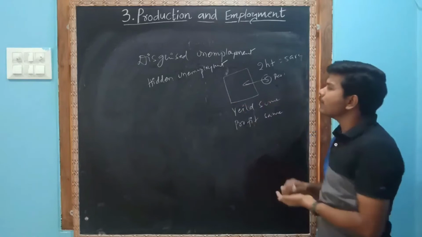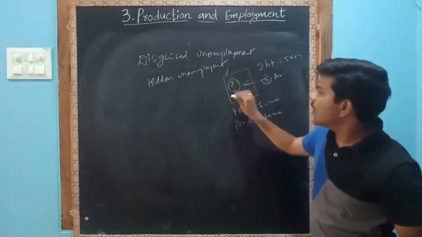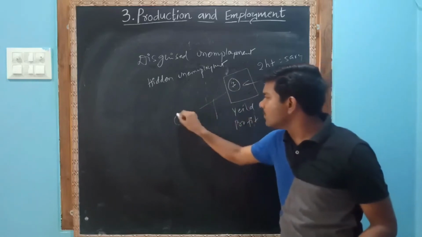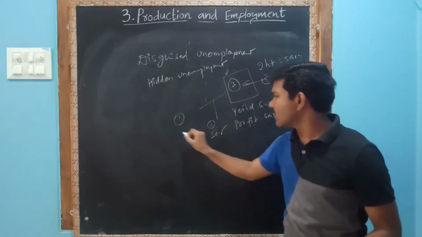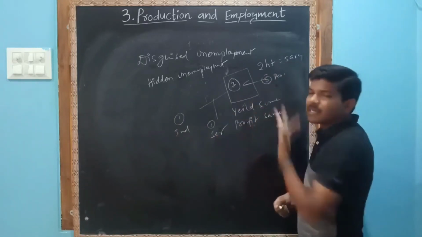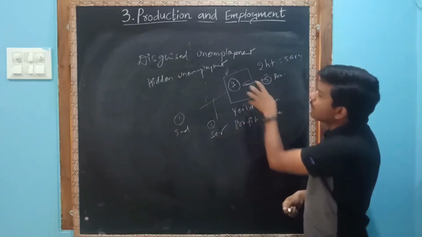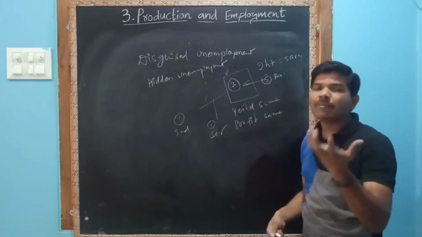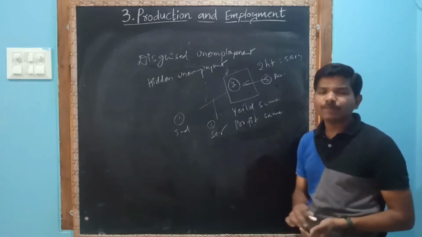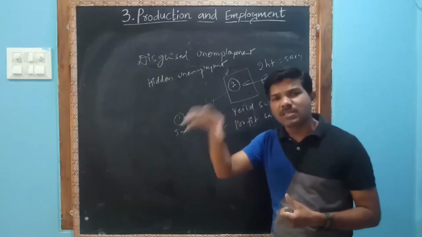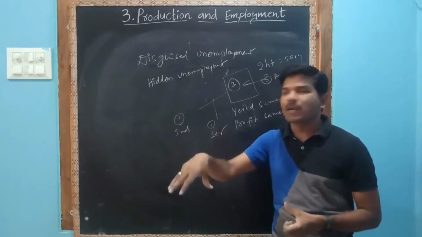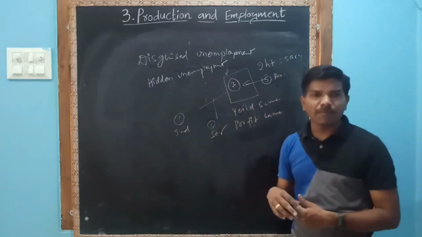If among the 5, 2 or 3 are engaged in agriculture, 1 works in industry, and 1 works in service, their income will increase. But if all 5 people work on the farm, the same yield and the same profit will result. So disguised unemployment is when more people work in one sector, one area, one part. That can be called disguised unemployment.